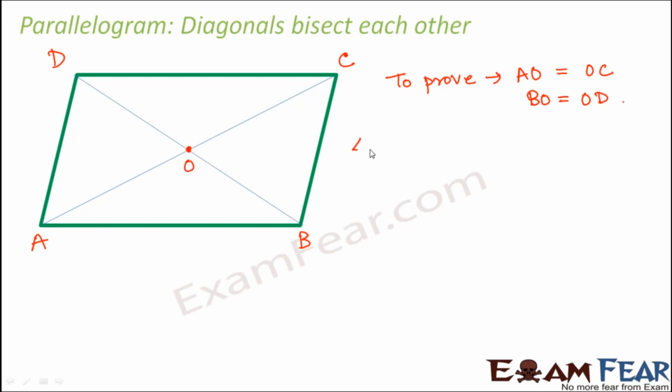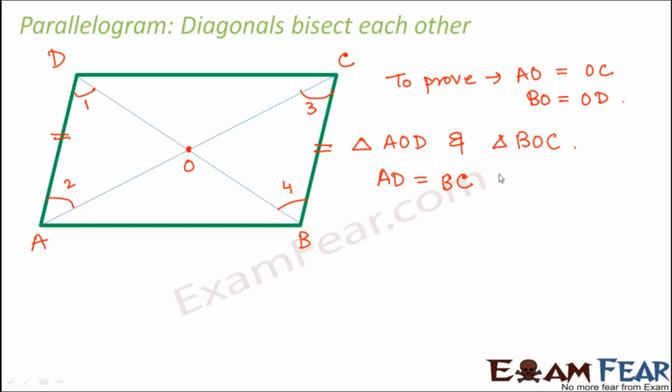For that, again, let us consider these two triangles, triangle AOD and triangle BOC, because these are the two triangles which involve these parts AO, OC, DO and BO. And also let us name these angles. Let's call this angle 1, this is angle 2, this is angle 3 and this is angle 4, just to make our derivation easier. Now in these two triangles, if you try to find out something which is equal, what do you see? The first thing that you see is AD is equal to BC. That's because opposite sides in a parallelogram are equal. So that's something which we already proved.